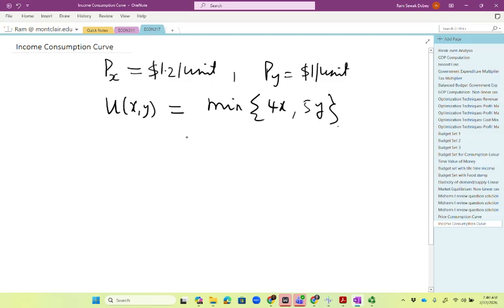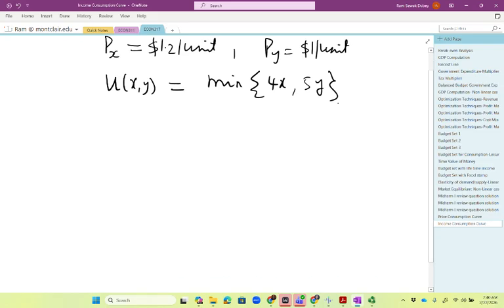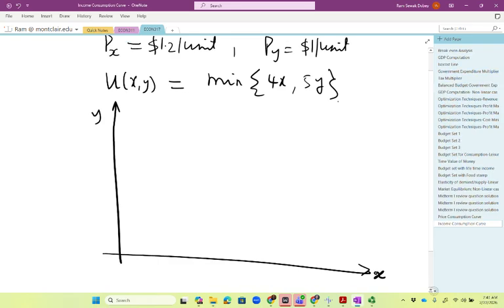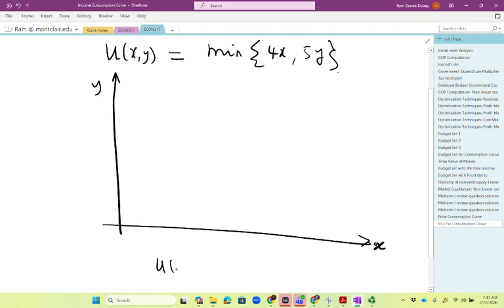And then we will start with different levels of income and keep changing the income to find out the optimal consumption bundle chosen by this consumer utilizing the given utility. I will draw an indifference curve for this utility function just to emphasize the shape of the indifference curve. So let's start with X on the horizontal, Y on the vertical, and I want to draw an indifference curve for the utility level to be equal to 40.